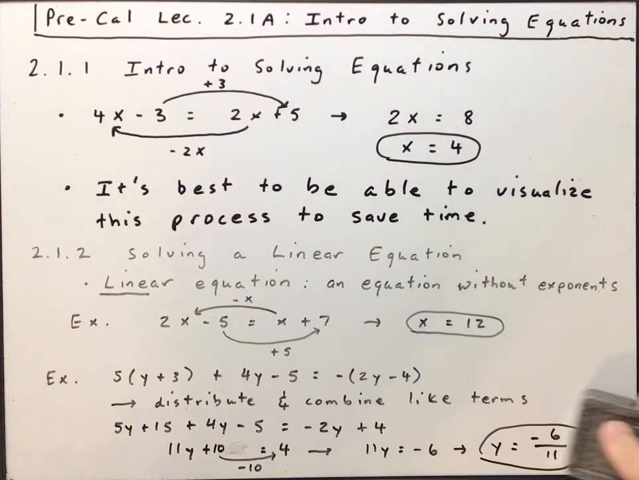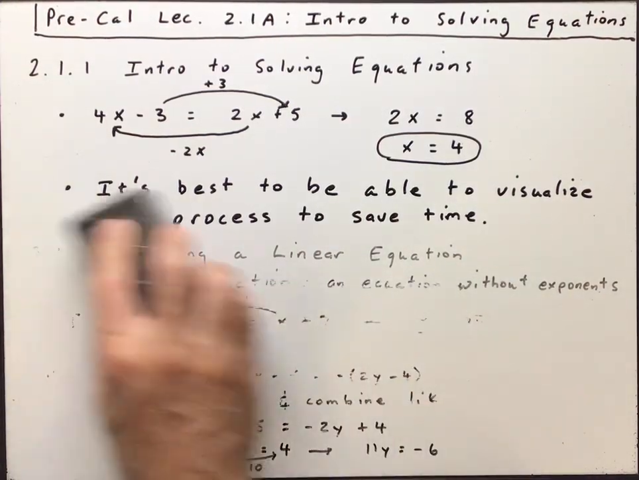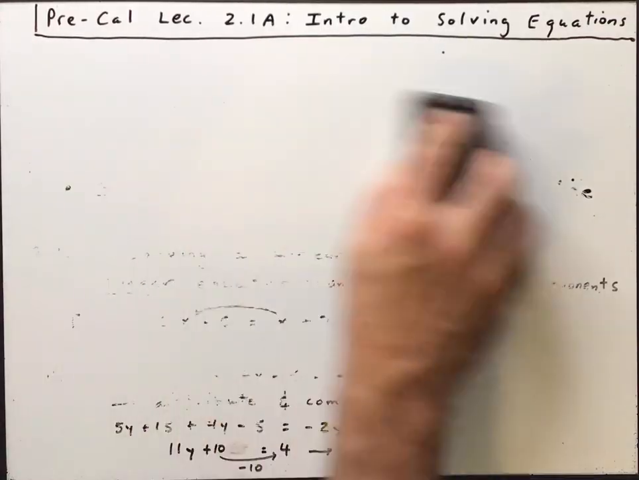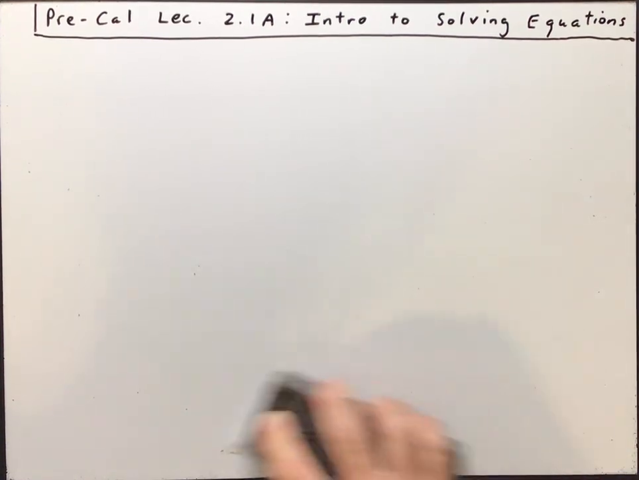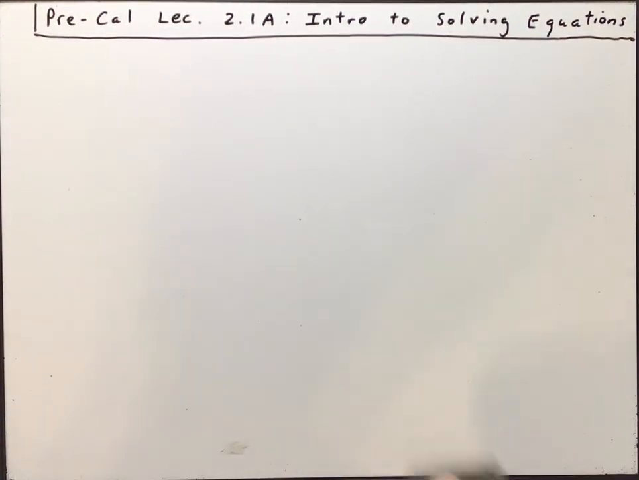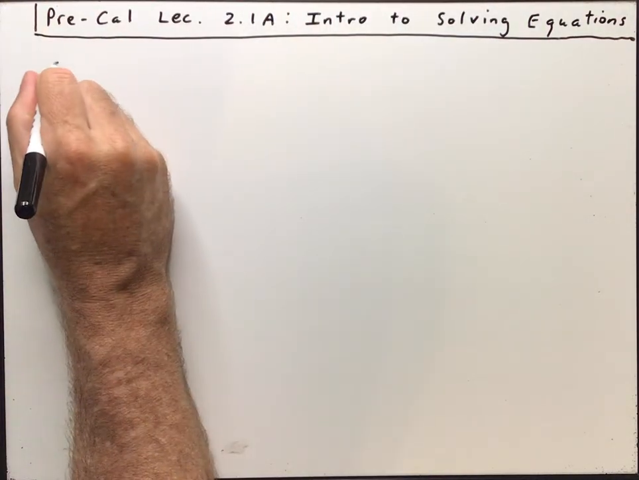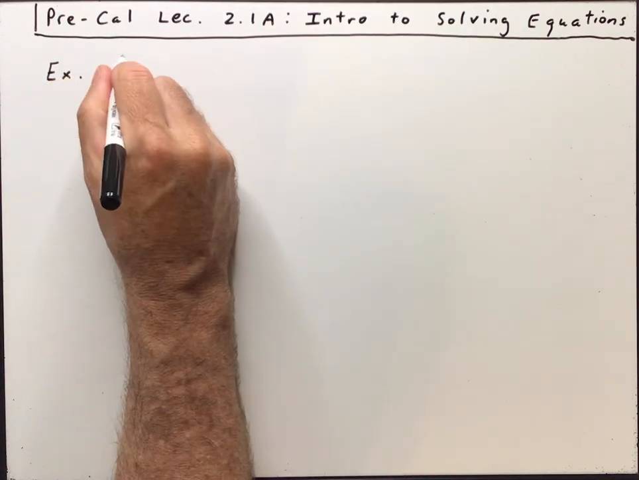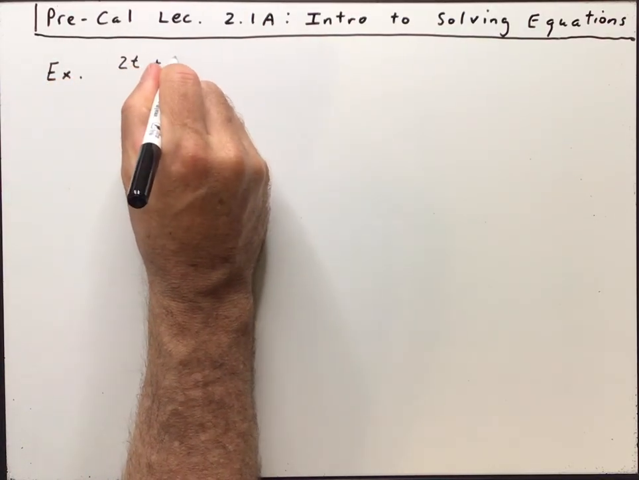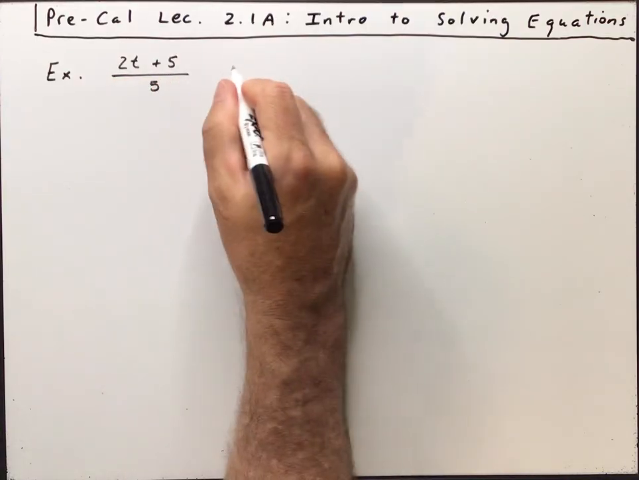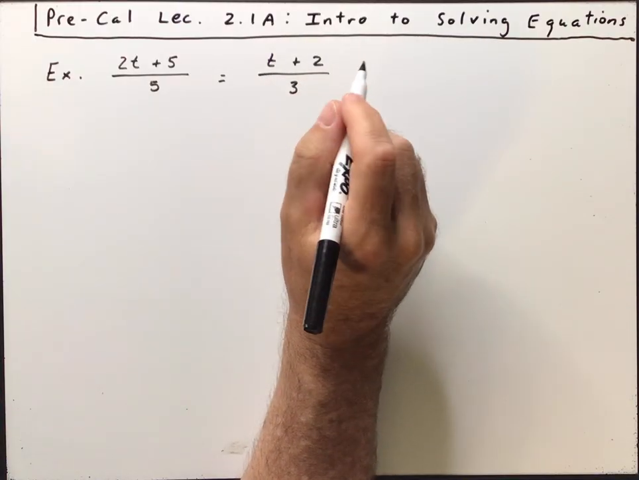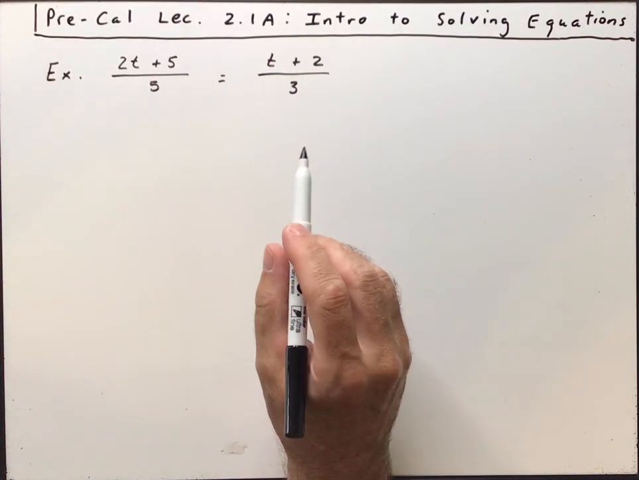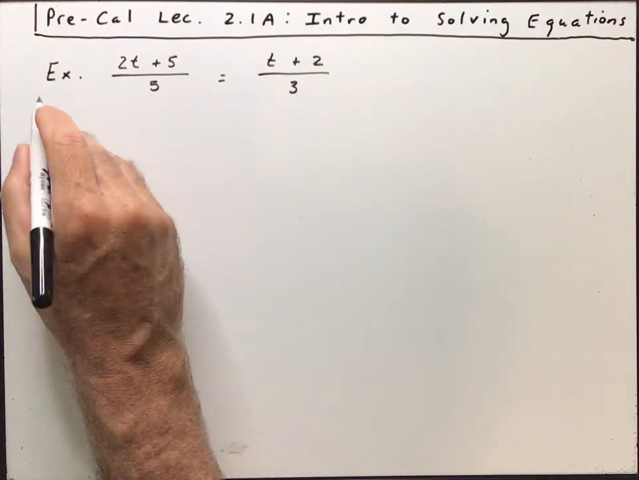All right. So we're still in 2.1.2. Let's get a little fancier, and use some techniques that maybe you didn't use until you got into Algebra 2. But we're going to clear fractions here. So let's say we have 2t plus 5 over 5 is equal to t plus 2 over 3. Now, I'm going to do it the long way first, and then I'm going to show you a shortcut.